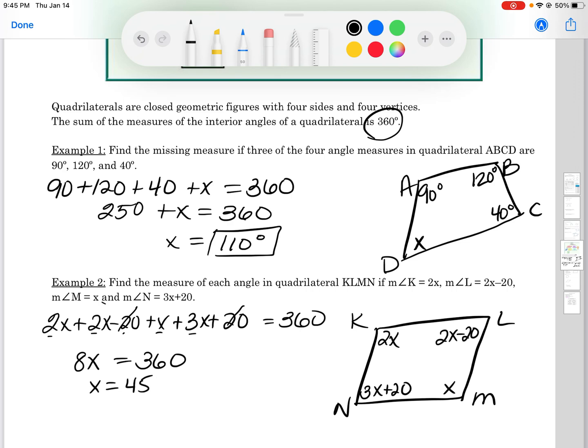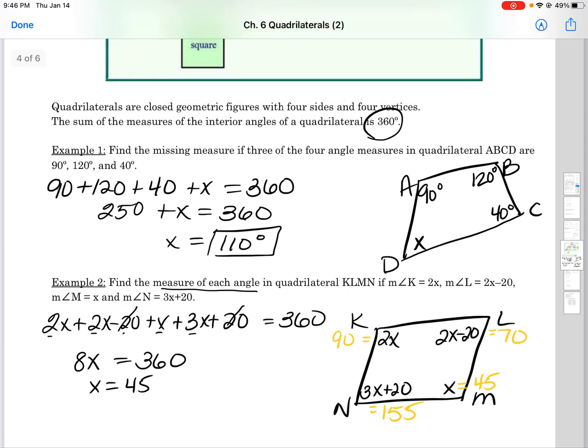However, the question didn't just ask for X in this case. It asked for the measure of each angle, so we need to plug in that 45 to each of these angles. The measure of angle M, that's easy. That's just going to be 45. For angle L, that's 2 times 45 minus 20, and you're going to get 70. Angle K is 2X, so that's 2 times 45, which is 90. And lastly, 3X plus 20, so 3 times 45 plus 20 is going to give us 155. And sure enough, if I add those measures together, they should give me 360.